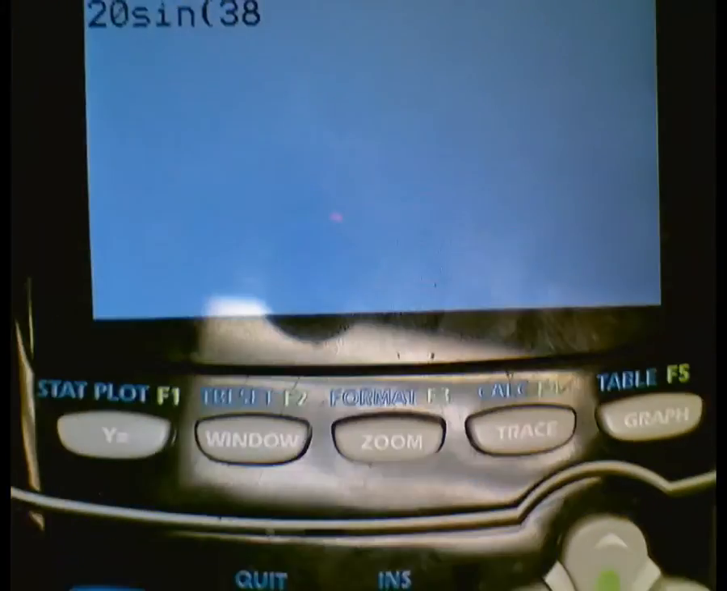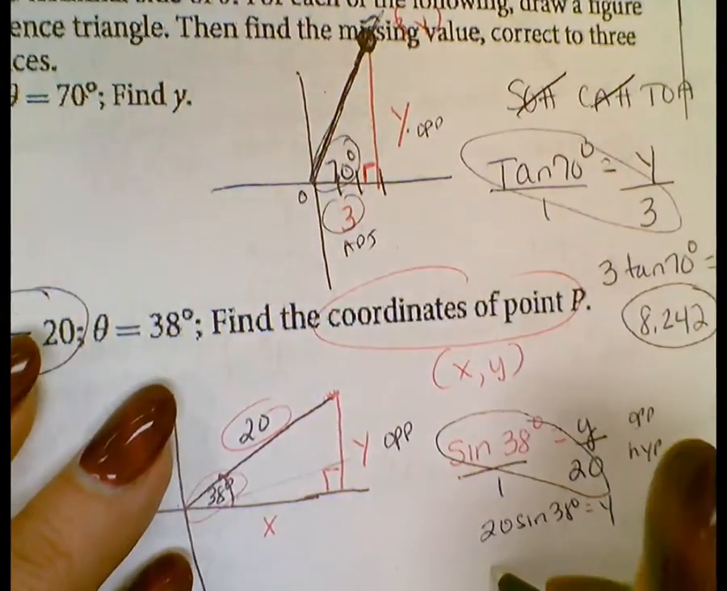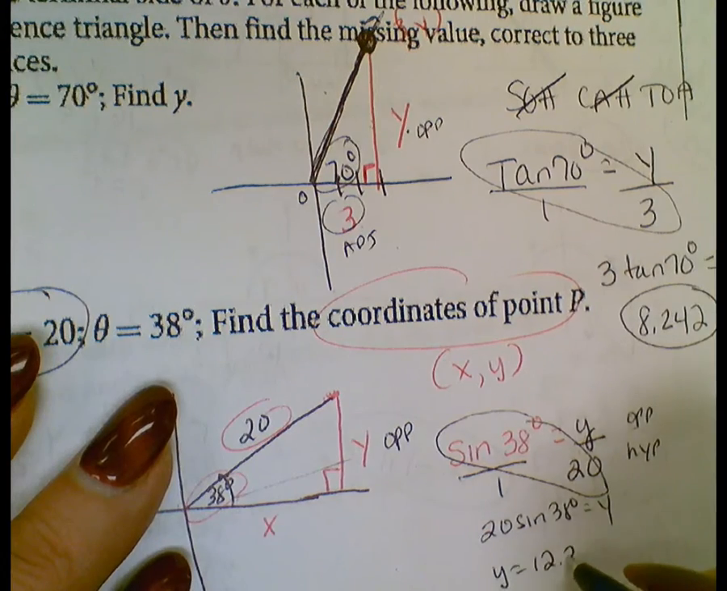So we're going to punch that in our calculator. I know that I'm in degrees now, so I don't have to check that again. 20 sine 38 is 12.313. So y is 12.313.